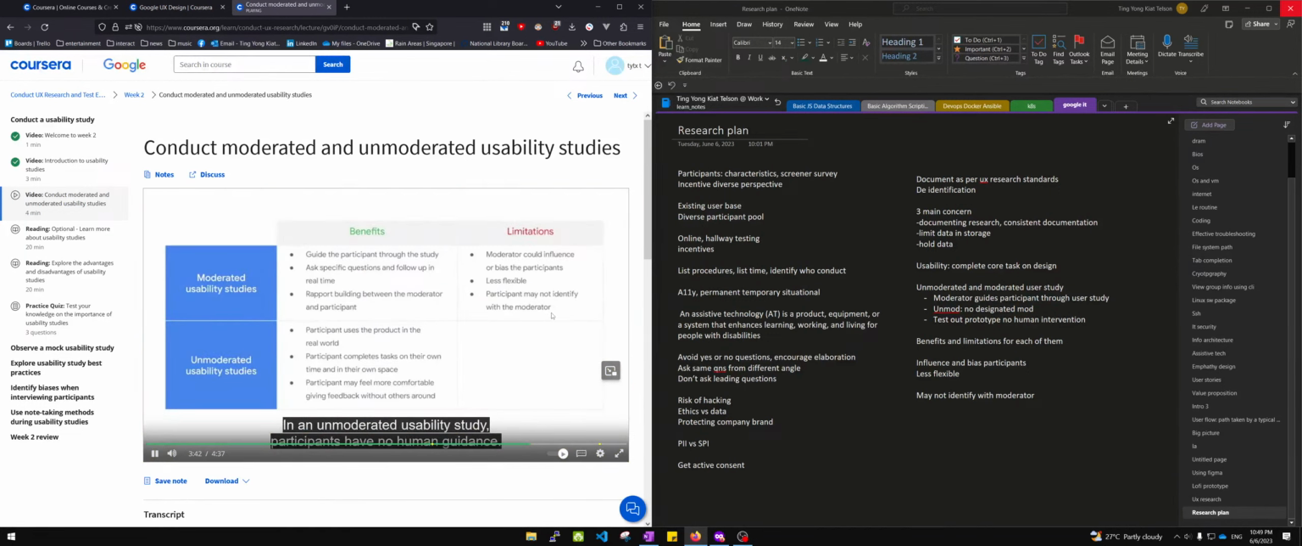In an unmoderated usability study, participants have no human guidance. Participants get a list of fixed questions and tasks, but if they have issues or need technical assistance, there's often no one to help them.